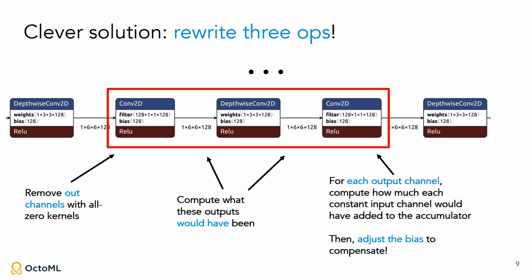Well, for this last conv2d, each one of these input channels has its own weights inside this convolution. And we know what those input channels will be. So we can just multiply our constant but non-zero input channels that we know by the constant but non-zero input weights for that final conv2d block, and we can compute in advance how much that would add to the accumulator. And then we just have to adjust the bias by that amount to compensate. So by folding these empty channels into the bias of a later convolution, we can strip many of the channels from a fine-tuned MobileNet.